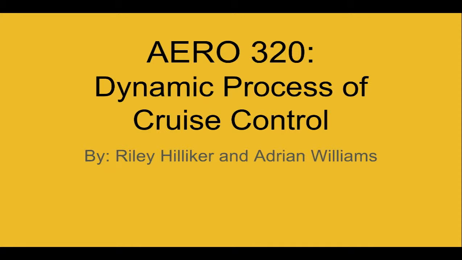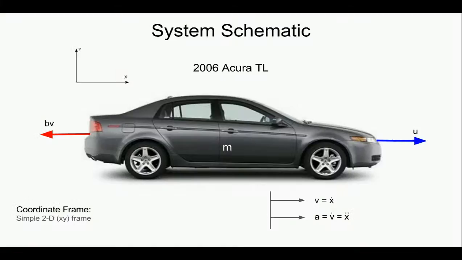The purpose of this cruise control system is to maintain a constant vehicle speed despite external disturbances, such as changes in wind drag or road grade. This is accomplished by measuring the vehicle speed, comparing it to the desired or reference speed, and automatically adjusting the throttle according to a control law.